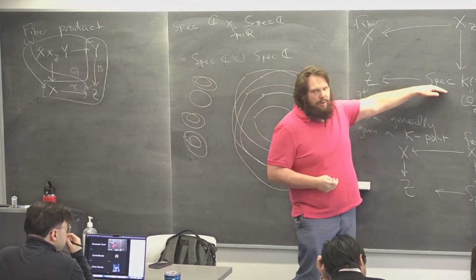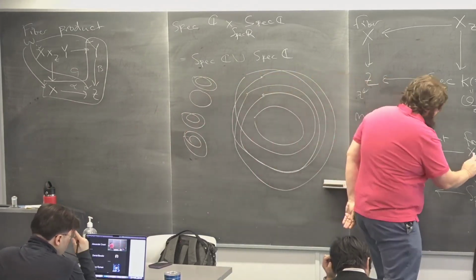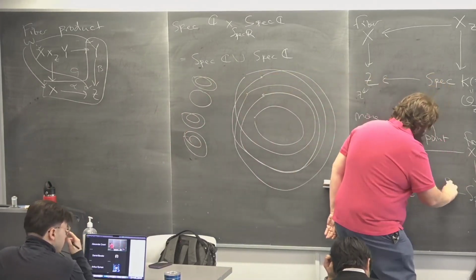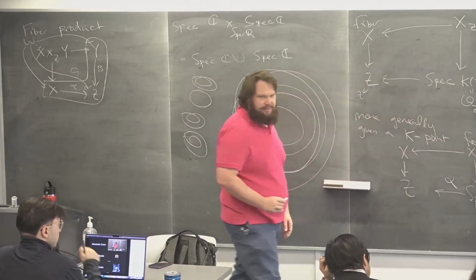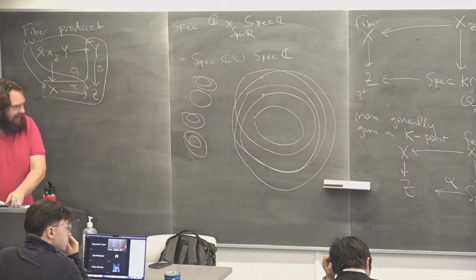Yeah, this is sort of the most natural choice. And maybe I shouldn't put Z here, whatever, I'll put alpha, where alpha is the name of this map from spec K into Z.